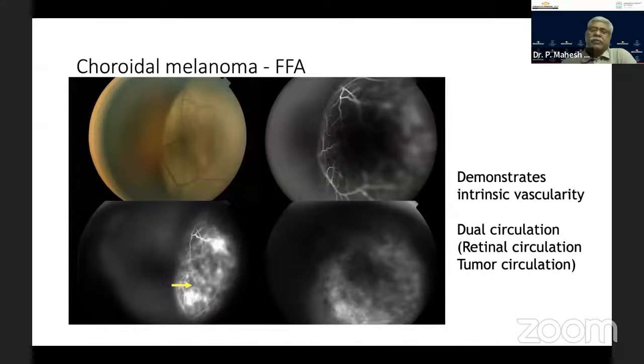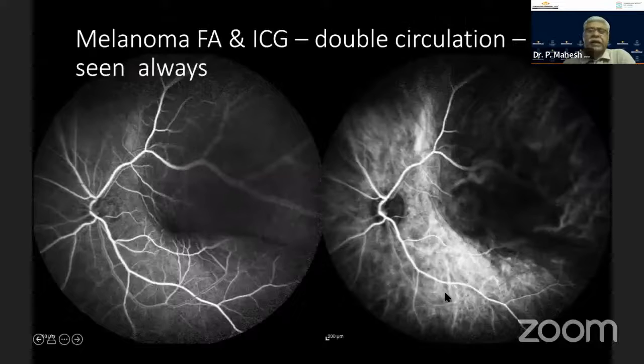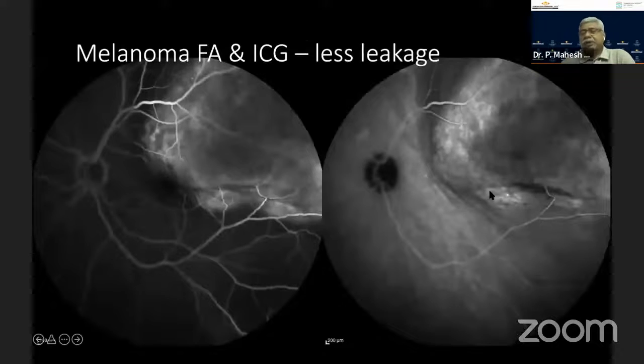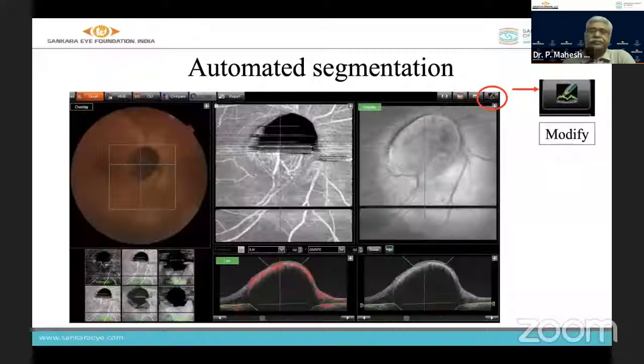But because of the lot of pigment in the tumor, a lot of the dye is masked. So you would hardly see much fluorescein except for these spotty areas of fluorescein, which do leak in the late phase. And ICG, once again, shows that you can see the beautiful double circulation. You can see the choroidal vessel supplying the tumor out here, and it tends to leak a little bit, but much less leakage than what you would see in a hemangioma.